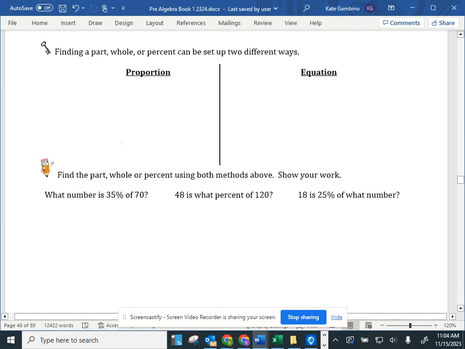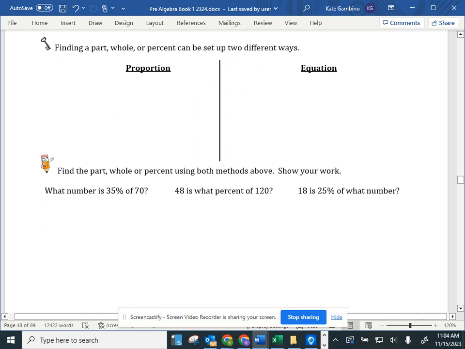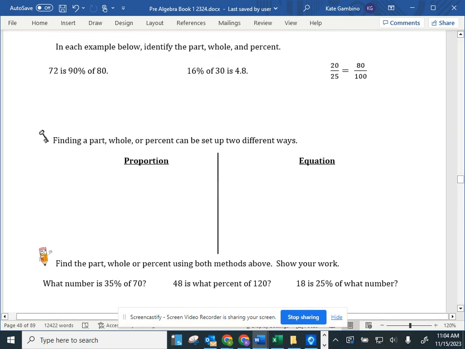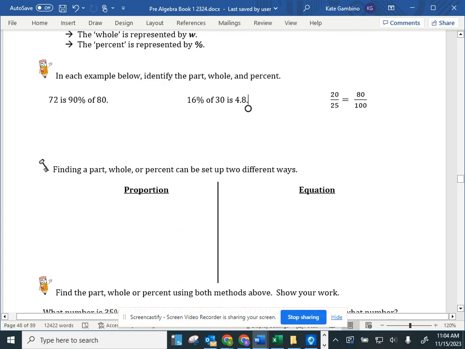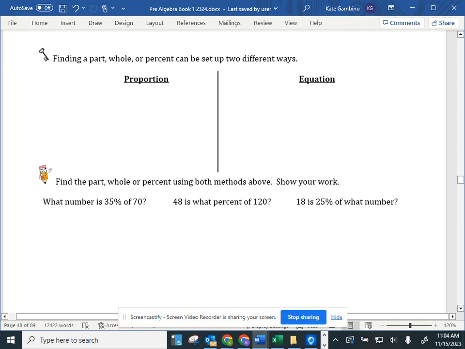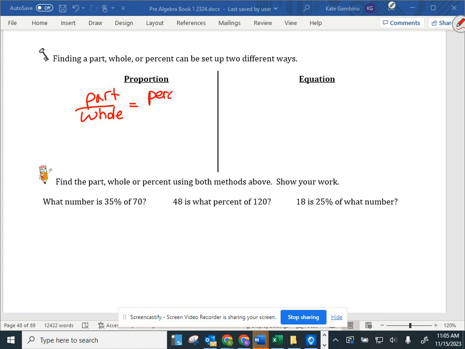So finding a part, a whole, or a percent can be set up in two different ways. So we saw up here, we saw it with the fraction. So we can do that as the proportion. So we could have the part over the whole equals the percent over 100. So the part over the whole equals the percent over 100, just like we saw in that last example.